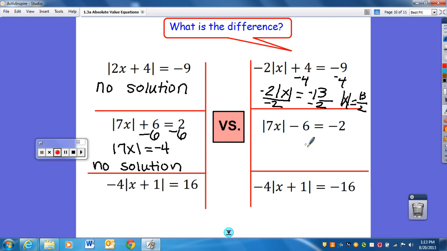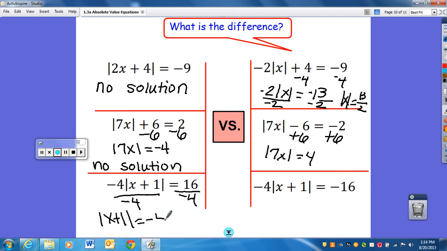But be careful. This one looks like it's no answer as well, or no solution, but I have the negative 6 that I need to take care of before I can make my judgment. And so I have the absolute value of 7x is equal to 4. This one would have two solutions. Let's look at this one. Looks like it'll be fine, but there is this negative 4 being multiplied times the absolute value. So we need to get rid of that first before we can solve. So now I have the absolute value of x plus 1 is equal to negative 4. Can't happen. No solution.